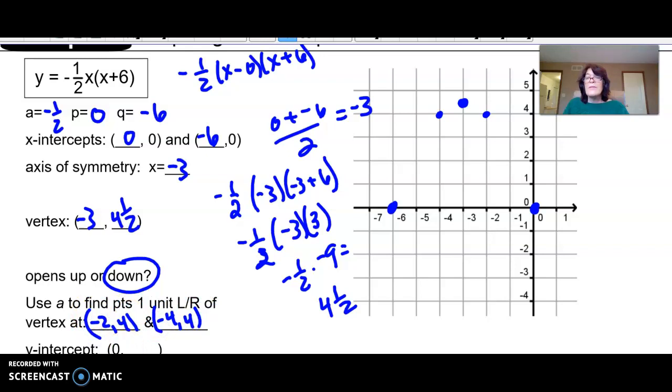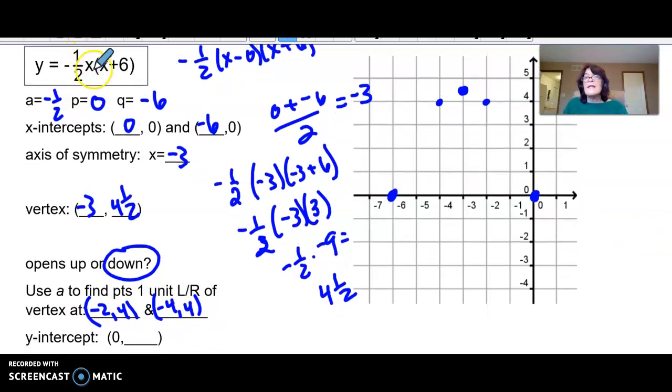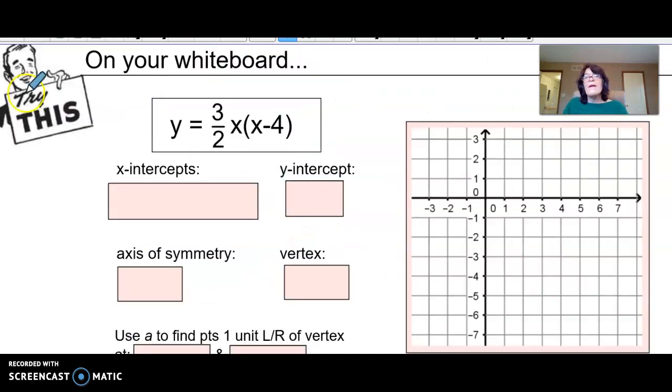My y-intercept, I'll put 0 in for x. That gives me -1/2 times 0 is 0, times anything is 0. I already knew the y-intercept. Oh well. Sometimes the y-intercept doesn't actually give you another point. You've already found it while you were doing other things. Okay, there's y equals -1/2 x times x plus 6. All right.